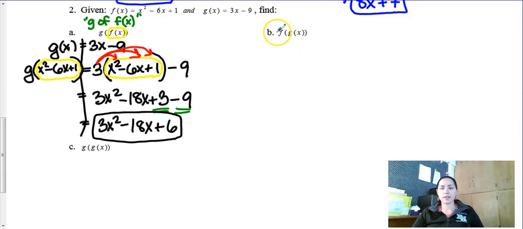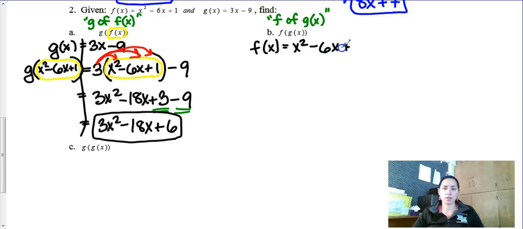Let's work on B together. B says, you try. What would you write above here? Order matters. F comes first, so I say f of g of x. As soon as I see that, I know f comes first. So I write f, whatever it is. So f of x, I'm told, is x squared minus 6x plus 1.